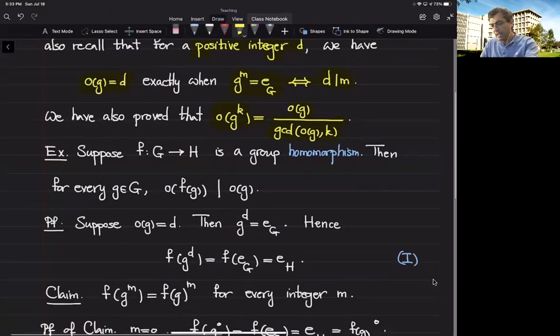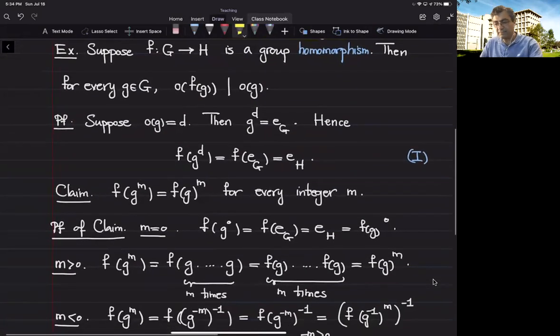Now, how does order behave under a group homomorphism? Suppose f is a group homomorphism from a group G to another group H. Then, for every element g of the domain, the order of f of g is a divisor of the order of g. This is the case when the order of g is not infinite. If it is infinite, it doesn't make sense to talk about divisibility. So here I'm focusing on the elements that have finite order.